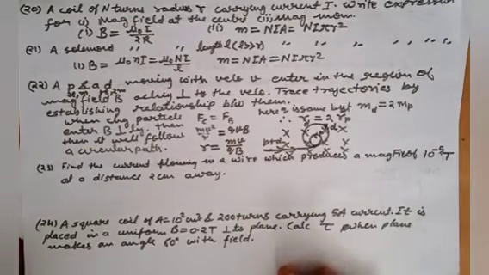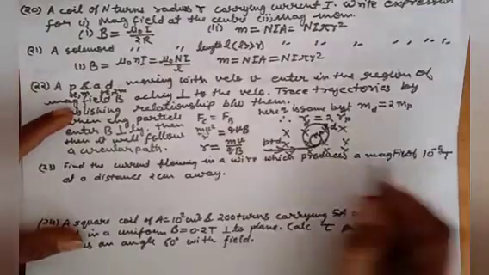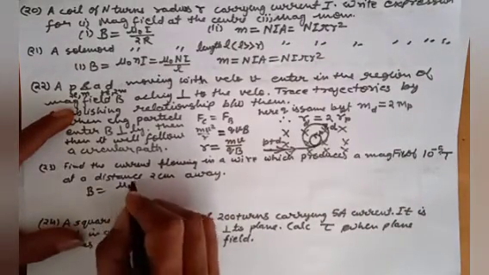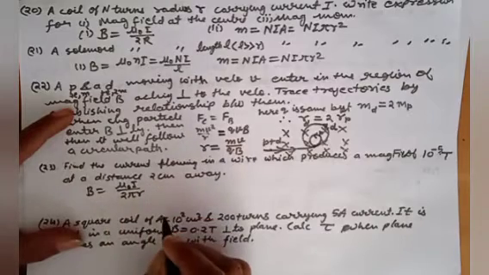Find the current flowing in a wire which produces a magnetic field. Okay, so that's a very simple question. We know for a straight wire, B is equal to mu naught I upon 2 pi r, and from here we can find it out.